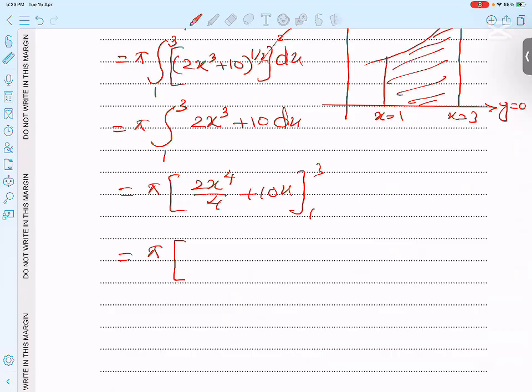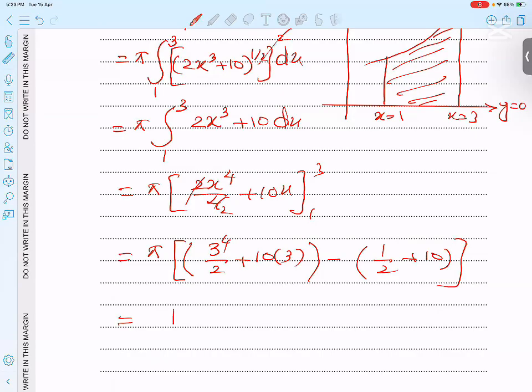So first, this is a 2. So 3 to the power 4 by 2, and 10 times 3. Upper limit done. Minus, so 1 over 2 plus 10. Try to solve it. So 3 to the power 4 divided by 2 and plus 30.